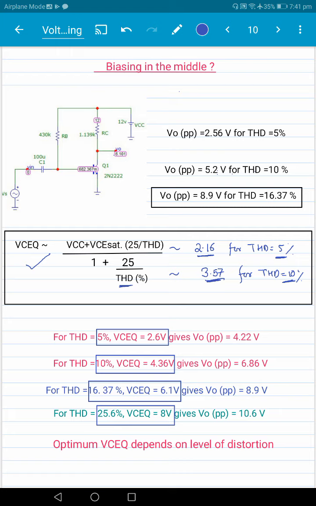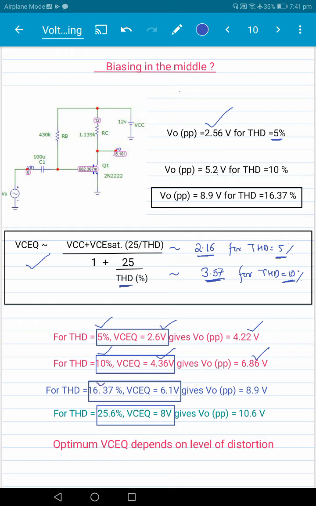So it tells that if you are looking for 5% harmonic distortion, then the optimum biasing is VCQ equal to 2.6 here. And that gives you a peak to peak voltage output swing of 4.22. Note that biasing in the middle for 5% distortion would have given you only 2.56, considerably lower as compared to biasing at VCQ equal to 2.6. Similarly, if you are willing to tolerate 10% distortion here, then the best bias is 4.36 volt, and that will give you a swing of 6.86.